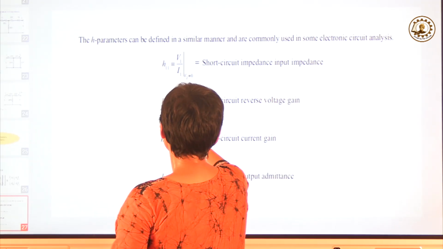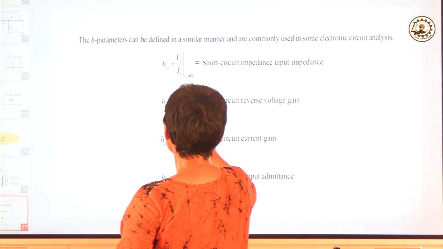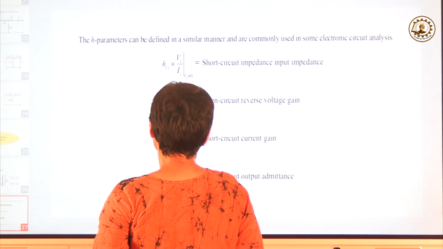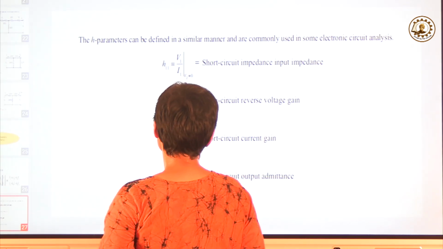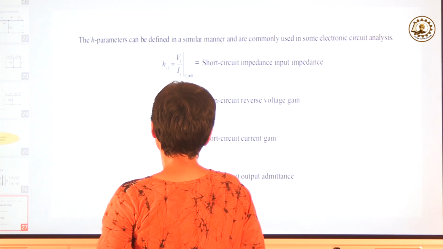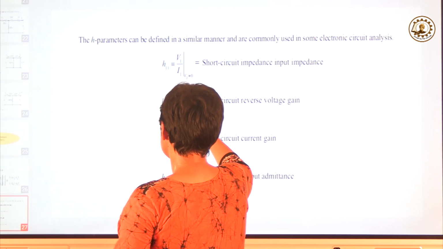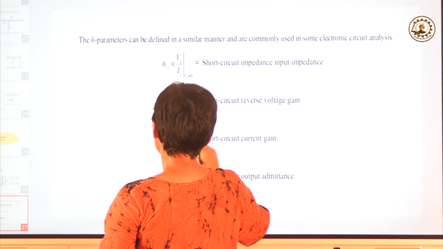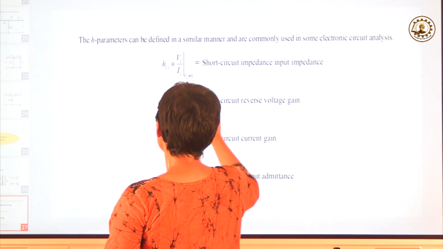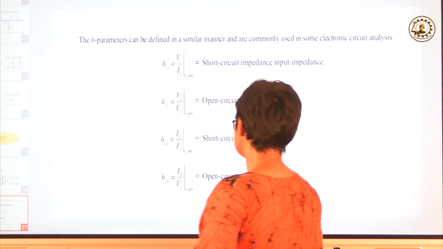Next, H12 is open circuit reverse voltage gain. Open circuit because I1 equals 0, and since it is a ratio of voltage, it is voltage gain, and reverse because it is the ratio of voltages at port 1 and port 2 and not the other way. H12 is not V2 by V1 but V1 by V2. That's why it is written reverse voltage.